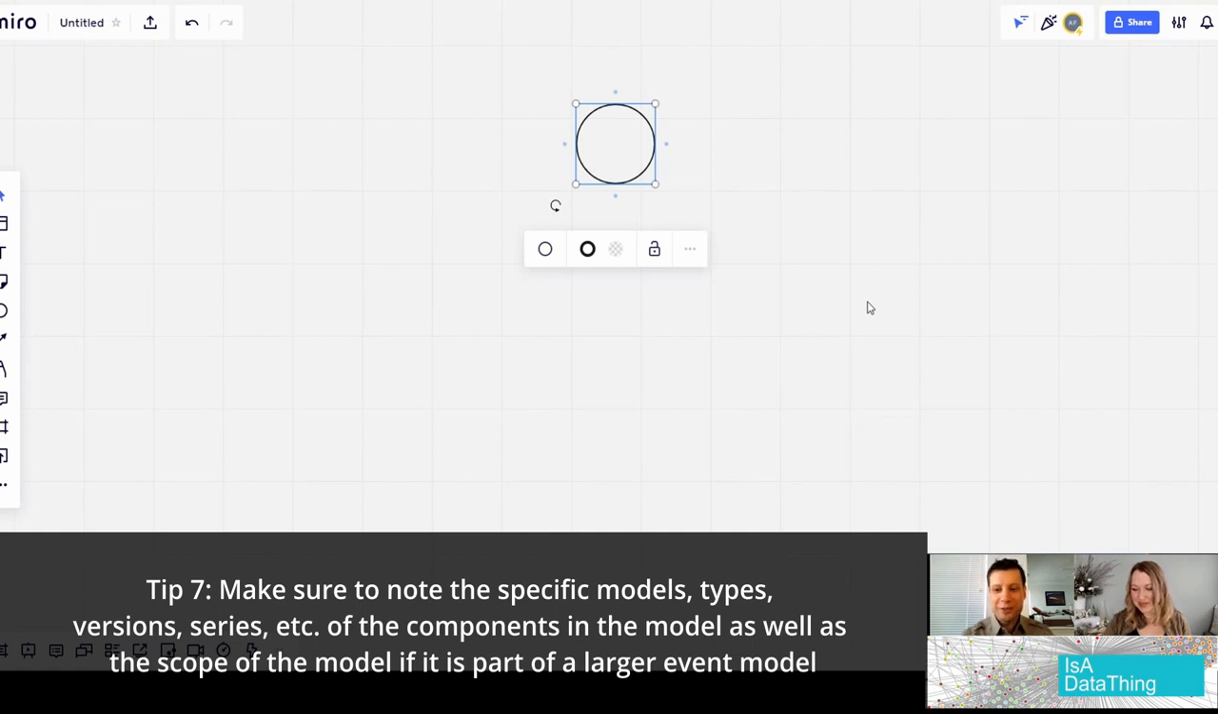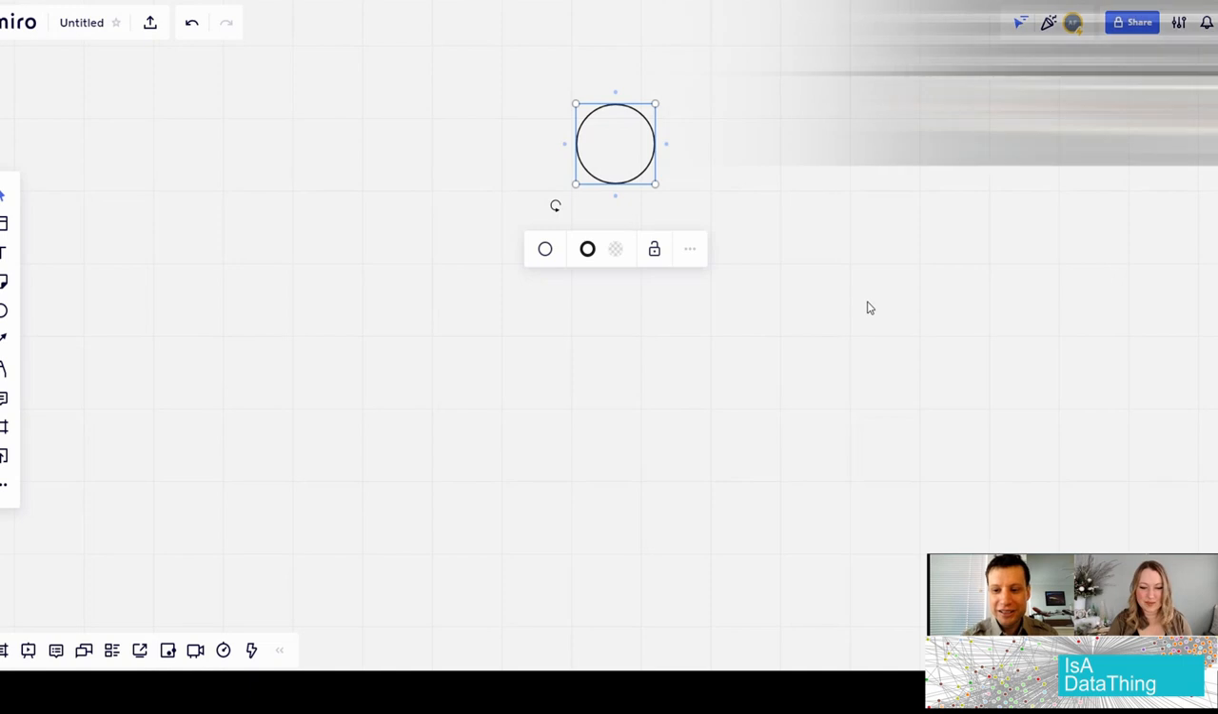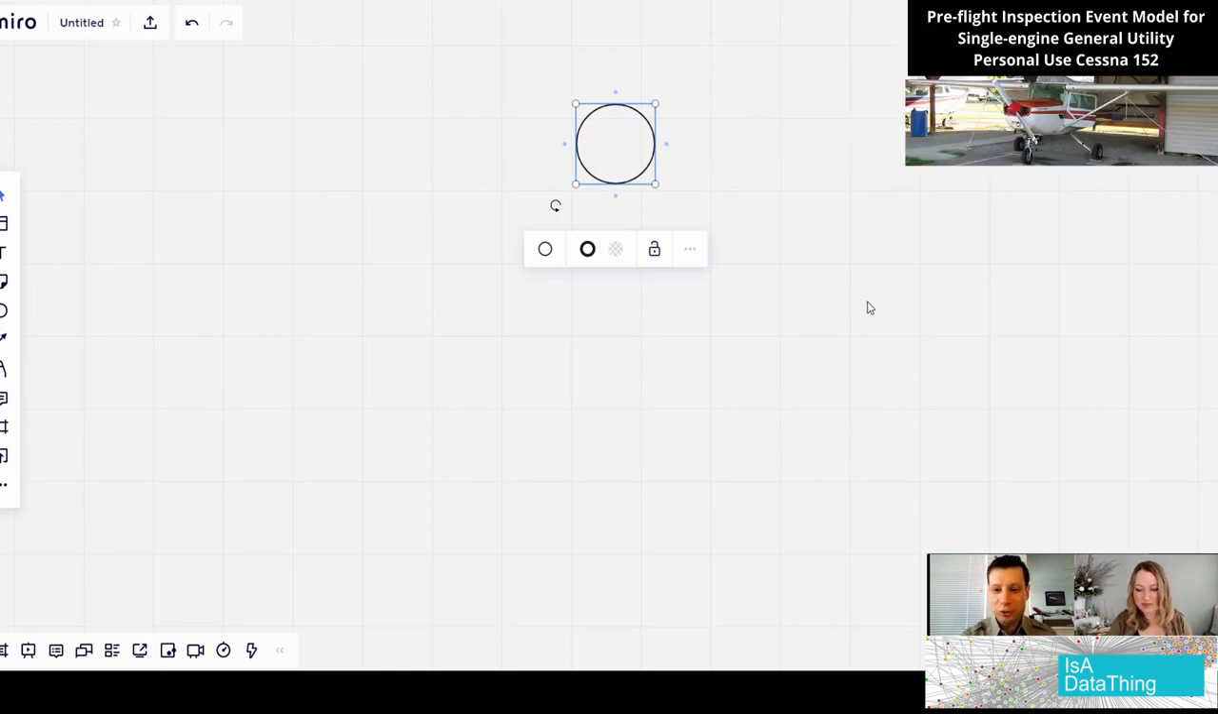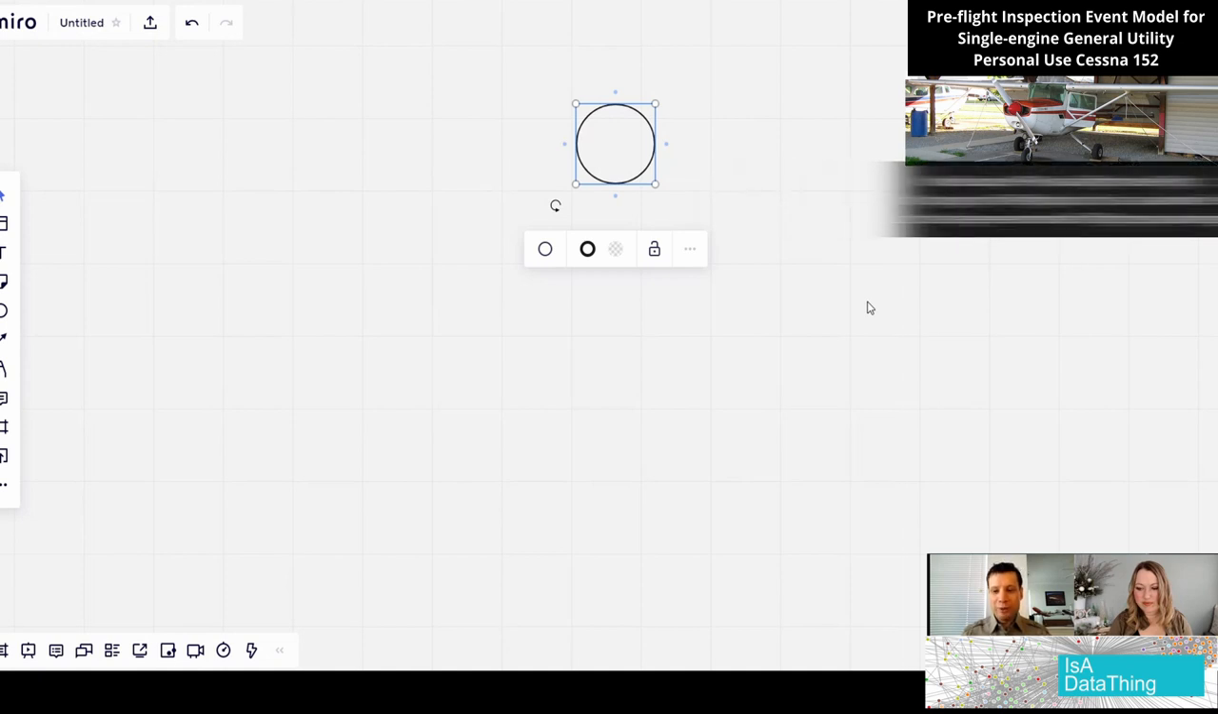We're going to be using a single engine airplane as an example today, particularly the Cessna 152, the airplane that I trained in, and we're going to be scoping this to a VFR flight, and we're not going to file a flight plan, and we're not going to talk about all of the preparation you need to do before you even get to the airplane.